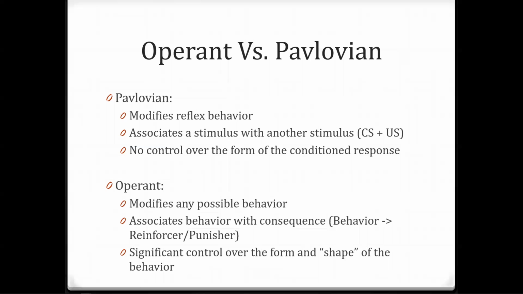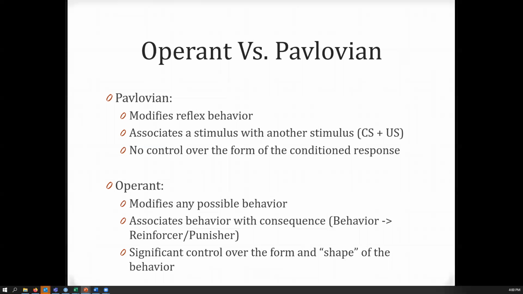So you have no control in terms of your training or shaping over the conditioned response. This is a biologically prepared response because it depends on that reflexive response, whatever that may happen to be. In operant conditioning, you can basically modify any possible behavior within an animal's physical or cognitive capability. This is in the emitted or voluntary behavior realm. So anything that the organism can do is something that could potentially be modified through operant conditioning. It associates a particular behavior with a consequence. So behavior leads to a reinforcer or a punisher.